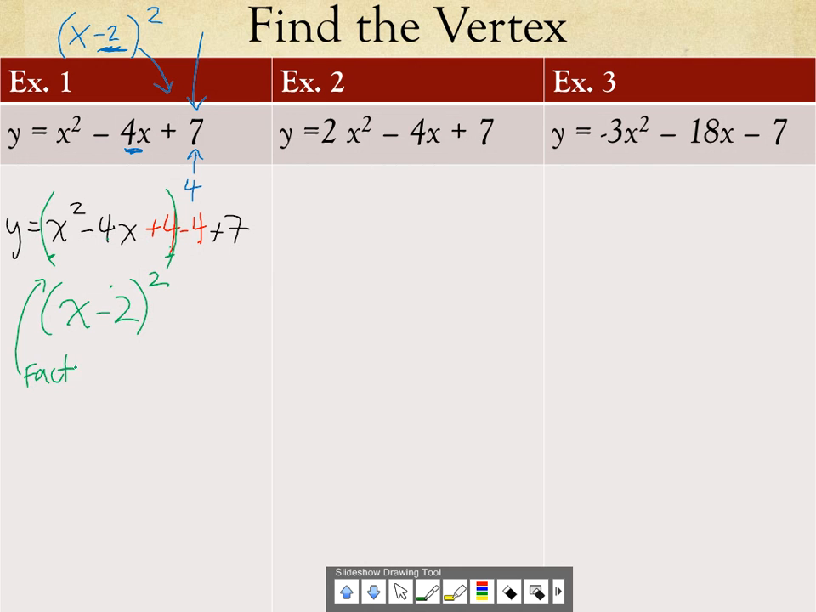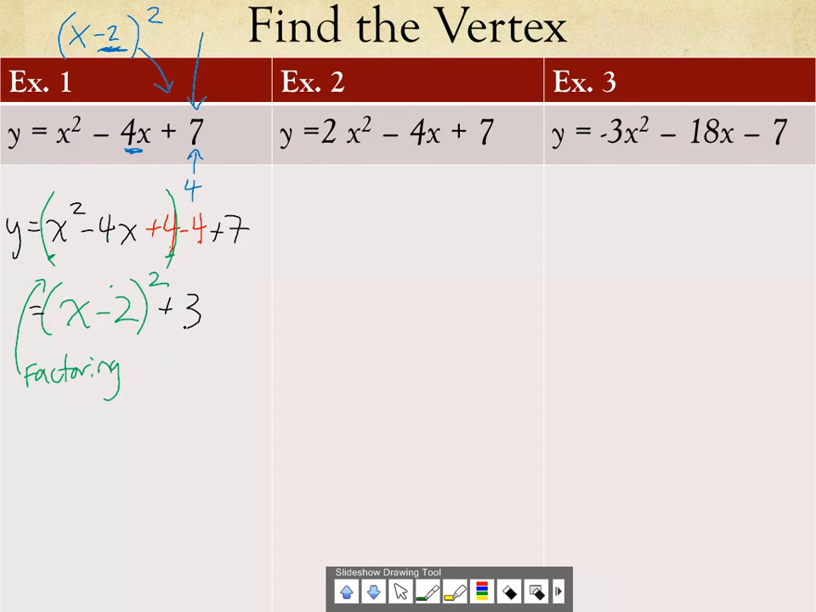You could go and do the long way to factor that, just so that you can convince yourself that that's what that really is. And now with the rest of the stuff, we just continue. We have now a -4 and a 7 on the outside of the brackets. That will simplify to 3. And there you go, we're done.